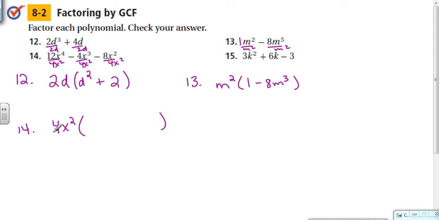Or if you think of it in terms of missing multiplication, 4 times what gives me 12? That's 3. X squared times what gives me x to the 4th? X squared. 4 times what gives me negative 4? Well, 4 times negative 1 gives me negative 4. X squared times what gives me x cubed? Well, I'm missing an x. 4 times what gives me negative 8? Negative 2. X squared times what gives me x squared? Well, that'd be 1, and negative 2 times 1 is still just negative 2.